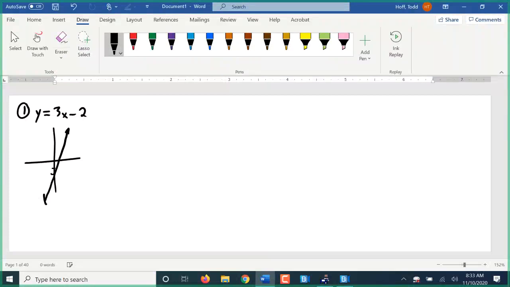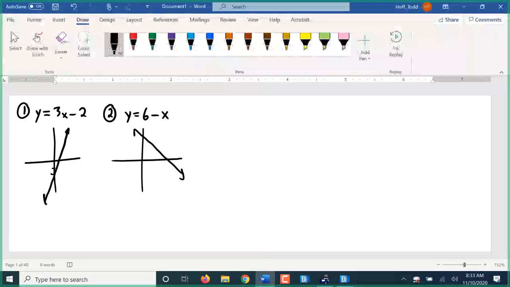You plotted that one out, you got a line like that. The second equation, y equals 6 minus x, would look something like this when you graphed it. So another line, just sloped differently across the graph.